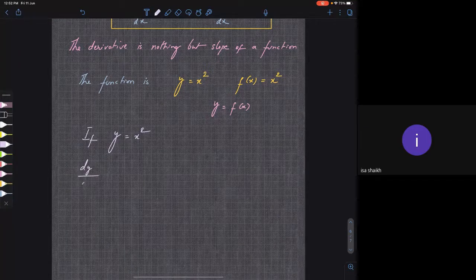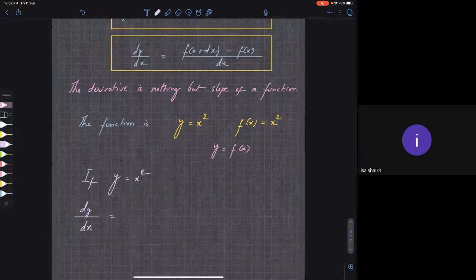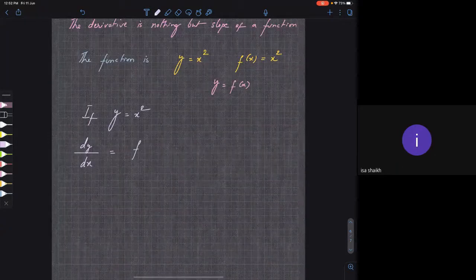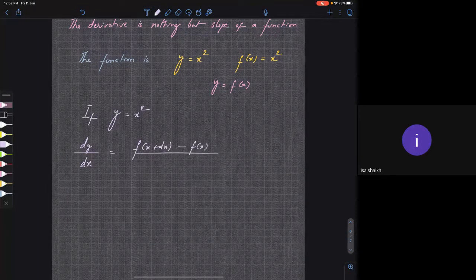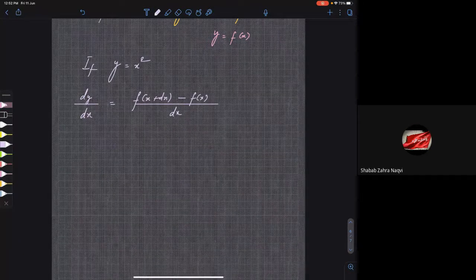If y is equal to x square, what is dy by dx? You tell me. No, not dx square by dx. What is dy by dx? What is our formula? f of x plus dx minus f of x by dx. So what is f of x plus dx? It is x plus dx whole square. Minus what is f of x? It is x square. Are you getting my point?